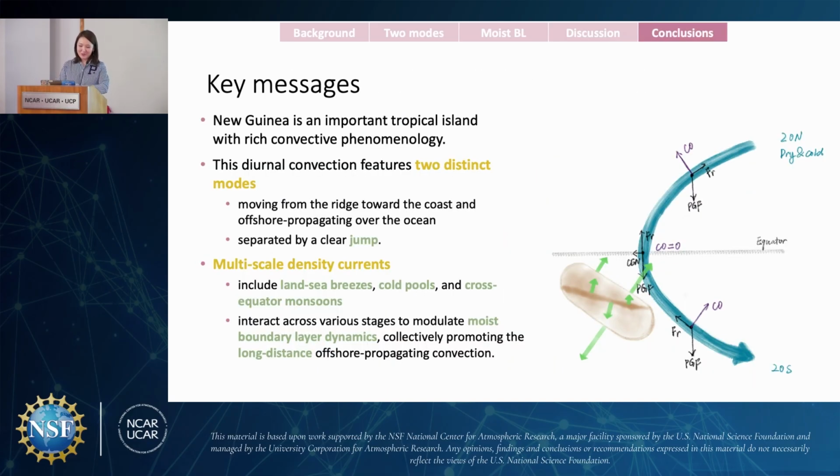So we finally come to our conclusions, and first are the key messages. We study New Guinea Island, and it features two distinct modes. One is moving from the ridge towards the coast, another one is offshore propagating over the ocean, and they are separated by a clear jump. For the mechanisms, we mostly emphasize the multi-scale density current, including the land sea breezes, cold pools, and cross-equator monsoons. And they work together to modulate the moist boundary layer dynamics to promote the long-distance offshore propagating convection.